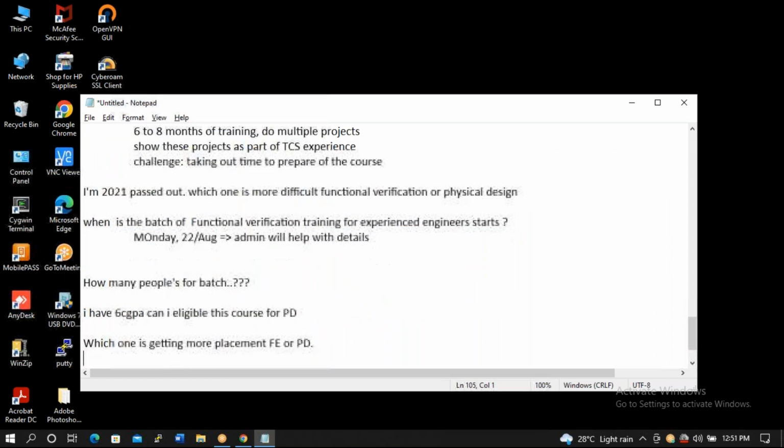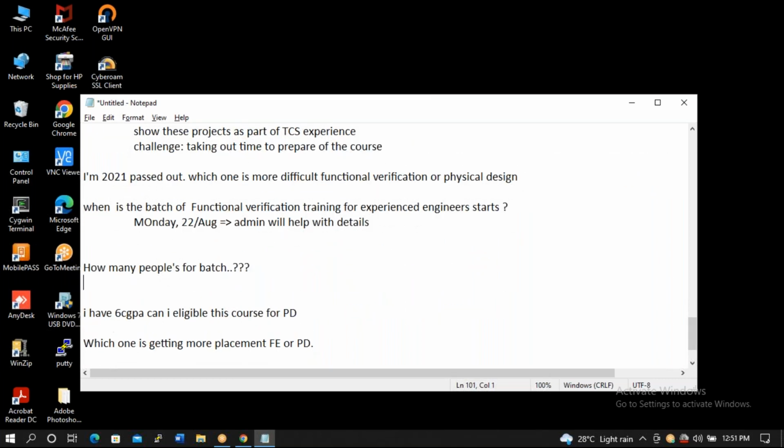Next. How many people per batch? Generally, we have 25 per batch.